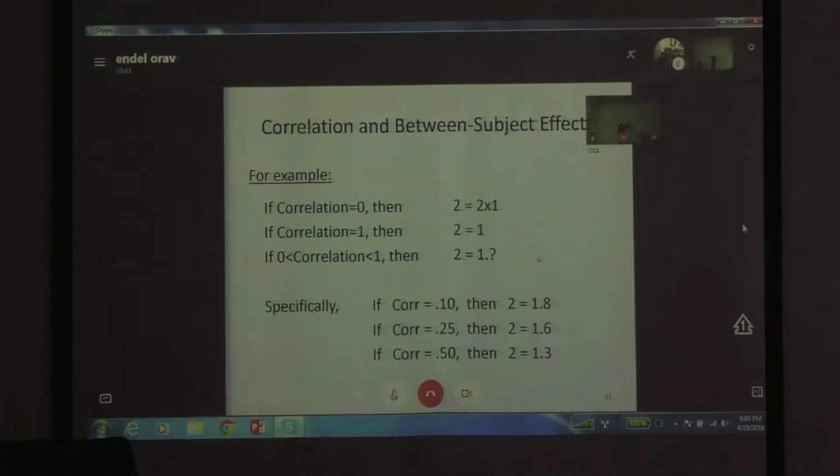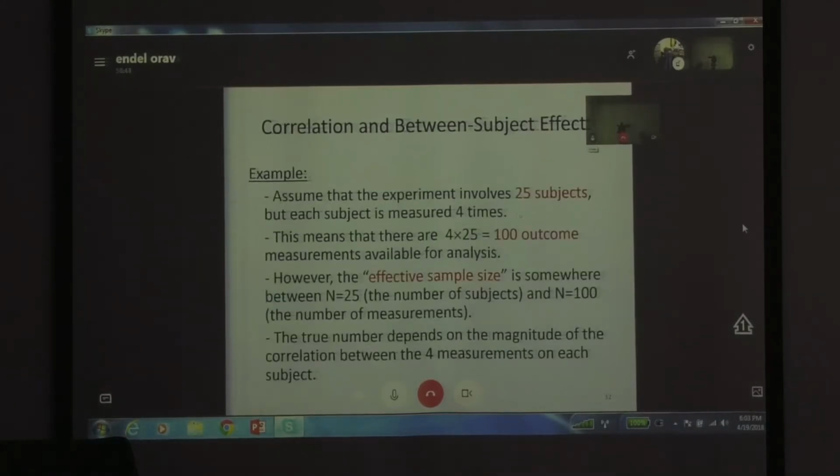And so here would be an example. We're going to do a study. We have enough resources, money for 25 subjects. I'm going to stretch my study by measuring each subject 4 times. And so if you like, there'll be 100 outcome measurements available for analysis. So is my sample size 25, which seems low? But 100 seems high since it's not really 100 people. It's 4 measurements from each person, and I suspect that there's correlation between those 4 measurements.